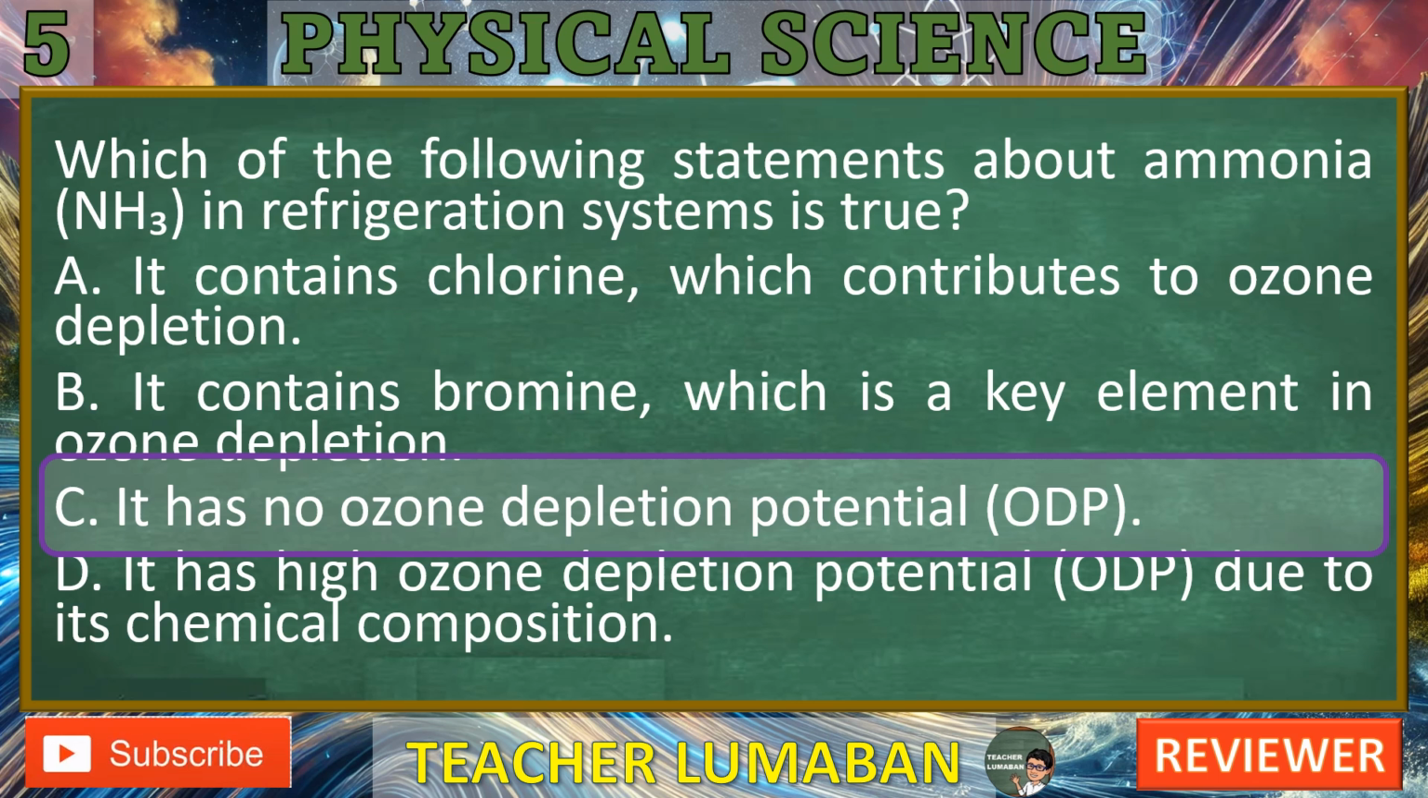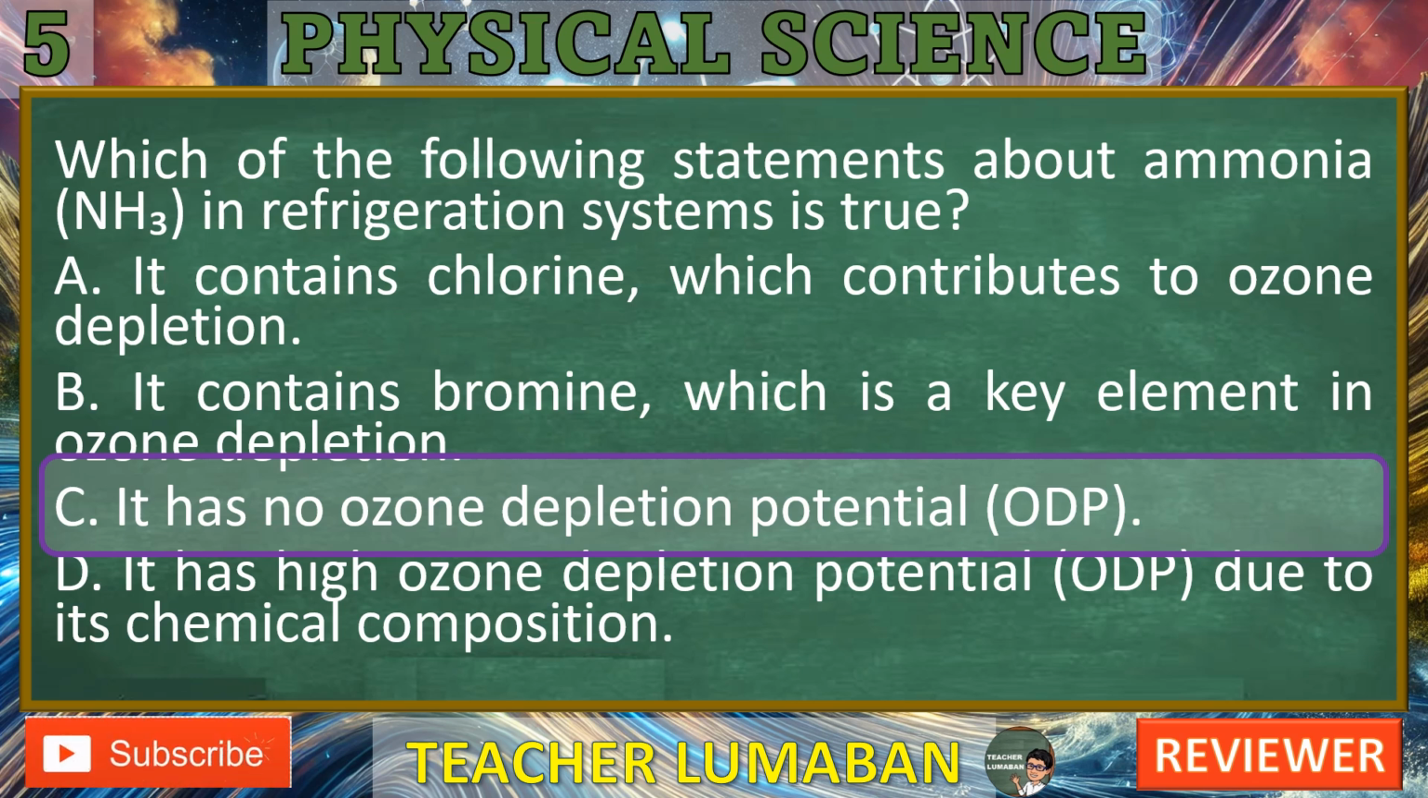A. It contains chlorine, which contributes to ozone depletion. This is false. Ammonia, NH3, does not contain chlorine. Chlorine-containing compounds like CFCs are harmful to the ozone layer, but ammonia is not one of them.